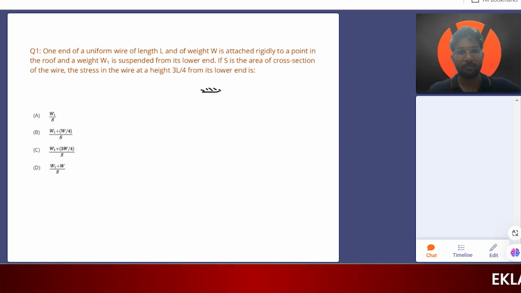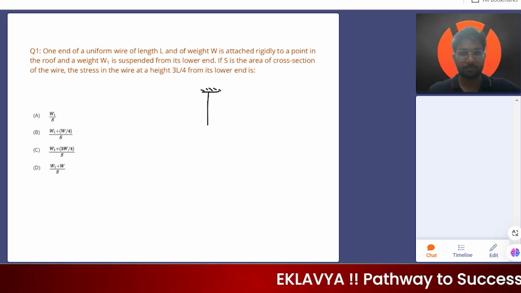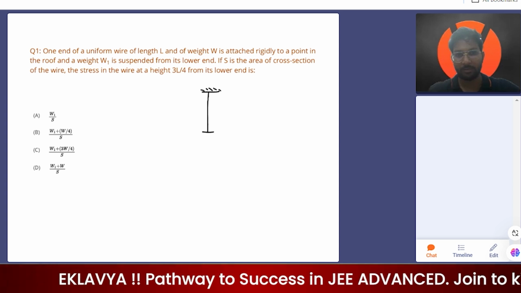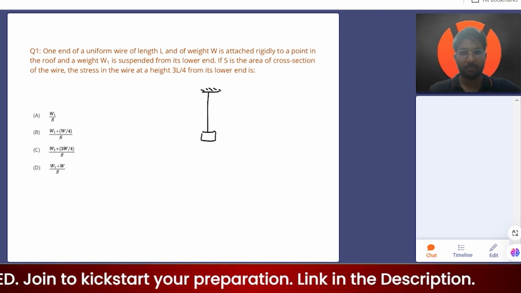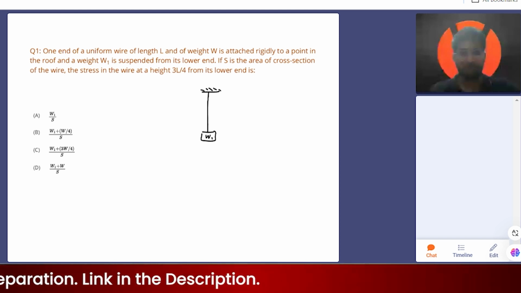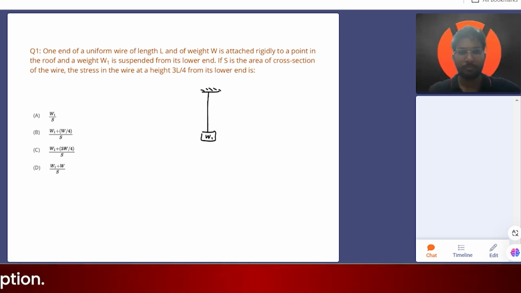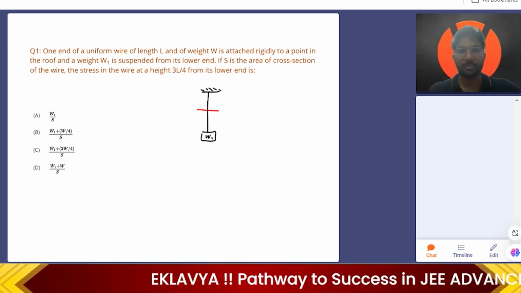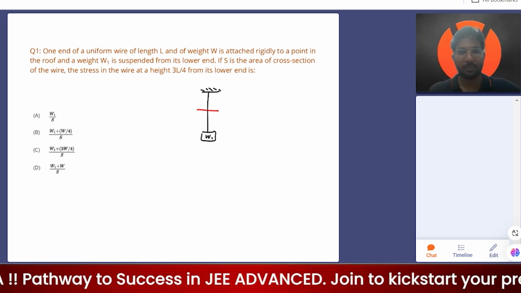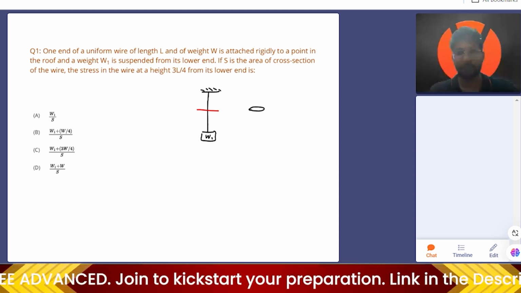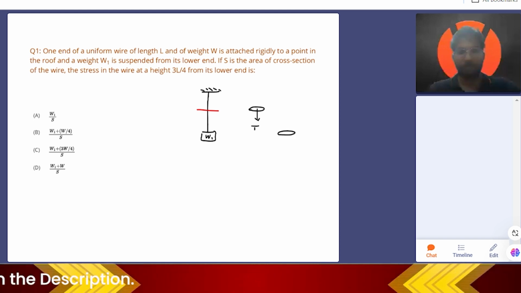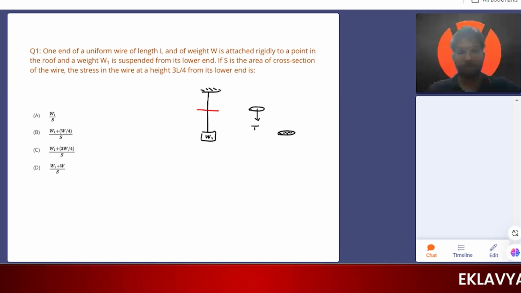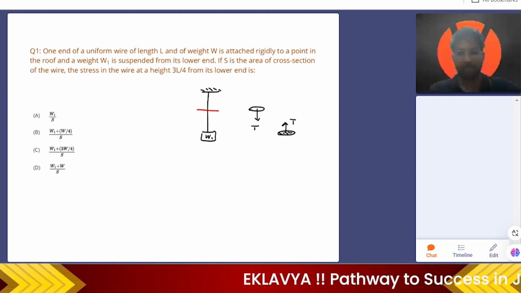So if this is the fixed location, let the wire be over here, up to which a block of some weight W1 is attached. We wanted to find the stress at a location that is 3/4 of the length from the lower end. That means somewhere over here. So if I split the wire at this location and divide it into two portions, the free body diagram that I can draw over here will experience some tension. That tension will be because of the lower portion of the wire in the upward direction.